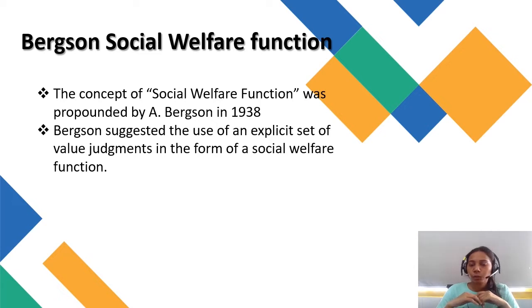Next we have the Bergson social welfare function. It was propounded by A. Bergson in 1938, in his article, A Reformulation of Certain Aspects of Welfare Economics. The various welfare criteria discussed so far show that when a change in the economy benefits some individuals and hurts others, it is impossible to evaluate it without making some value judgment about the deservingness of the different individuals or groups. So it suggested the use of an explicit set of value judgments in the form of social welfare functions.